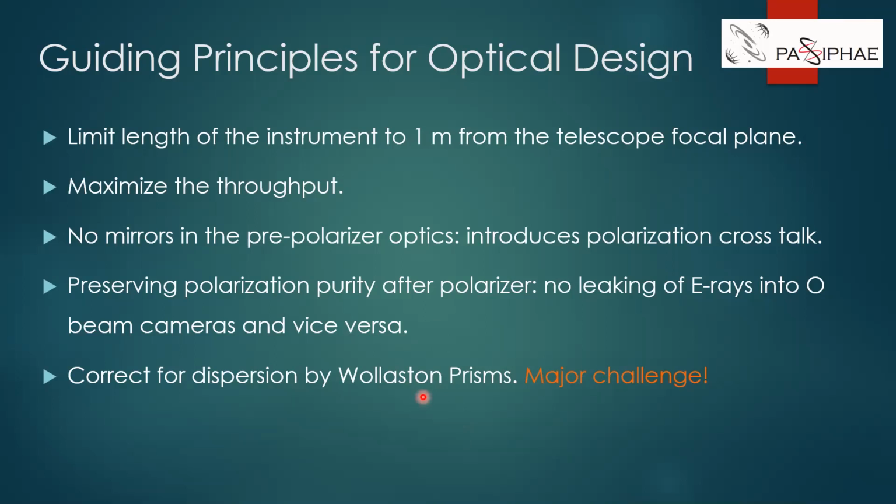One major problem that we face is correcting for the dispersion by Wollaston prisms. I have a slide on this, and I'll talk about it a little later as well. But briefly, carrying out this four-channel, four-camera polarimetry for a wide field needs large split-angle Wollaston prisms, and the split angle of a Wollaston prism depends on wavelength, so that introduces a spectrum in the outgoing beams.